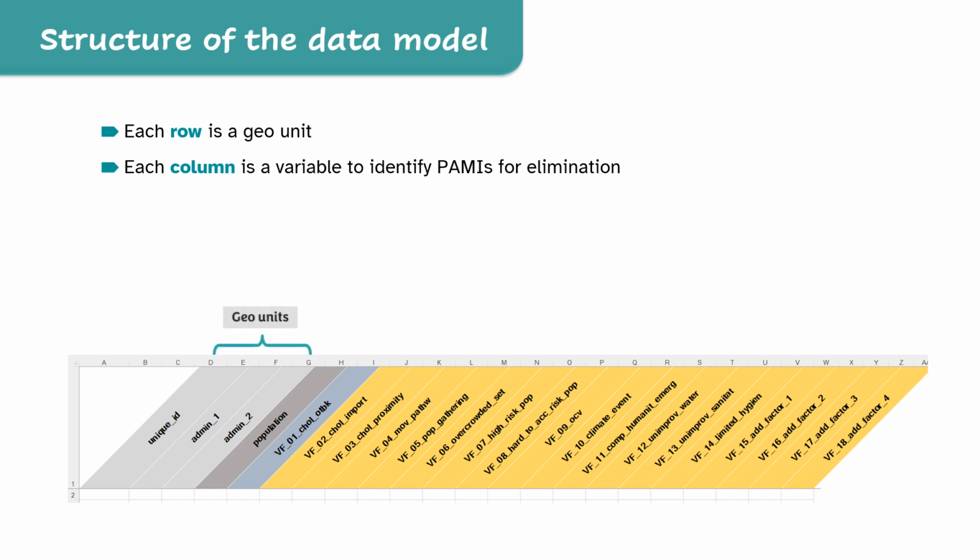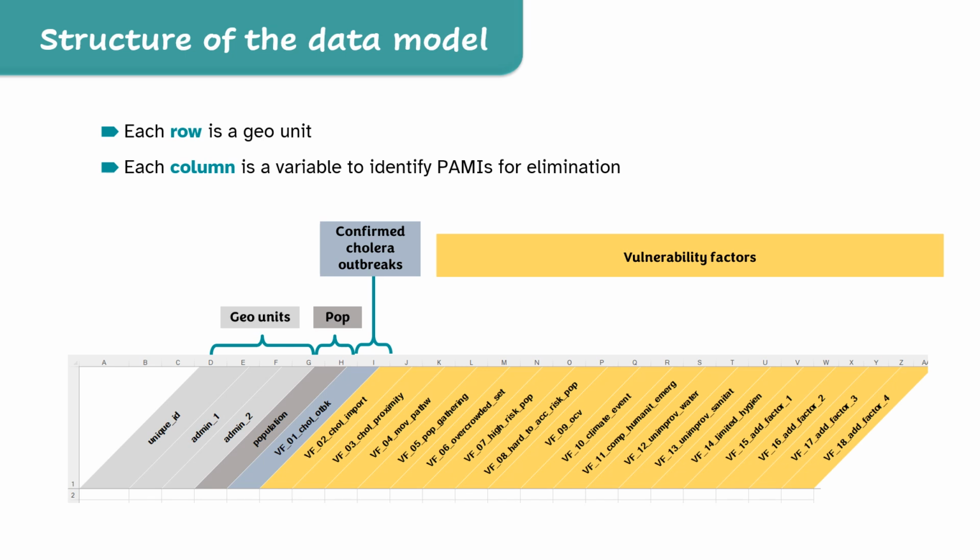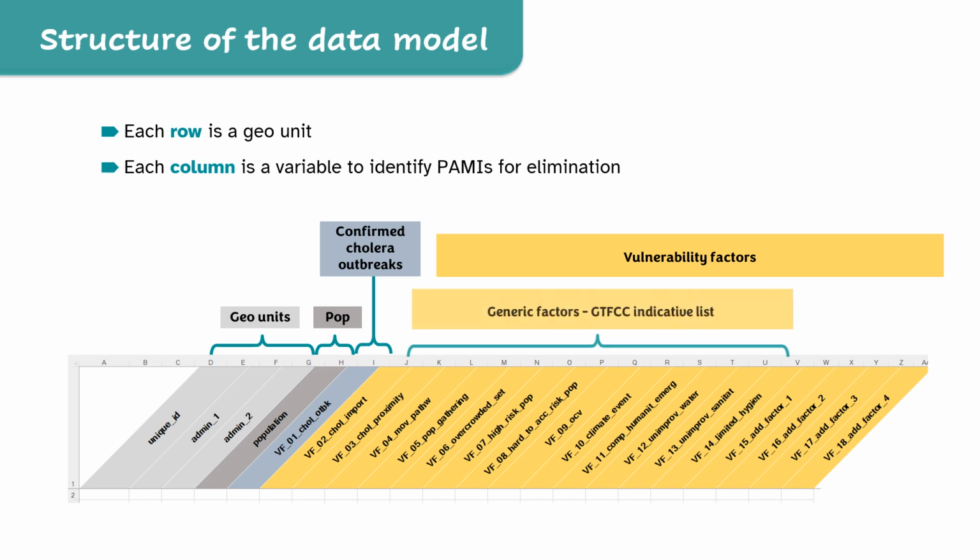In light gray are variables to identify the geographic units. In dark gray is a variable on population. In blue is a variable on the occurrence of confirmed cholera outbreaks. In yellow are all variables on the presence or absence of vulnerability factors. Variables labeled from VF2 to VF14 correspond to the generic vulnerability factors of the GTFCC indicative list. Variables labeled from VF15 to VF18 are placeholders for any additional vulnerability factor considered relevant in the country-specific context.